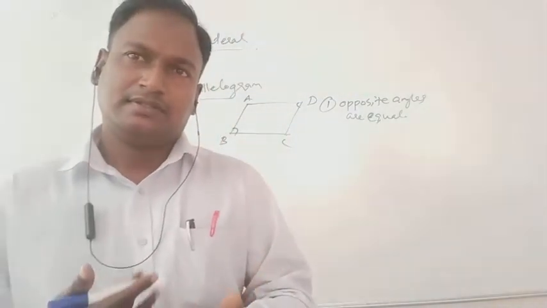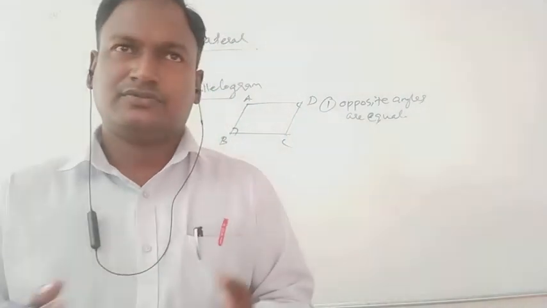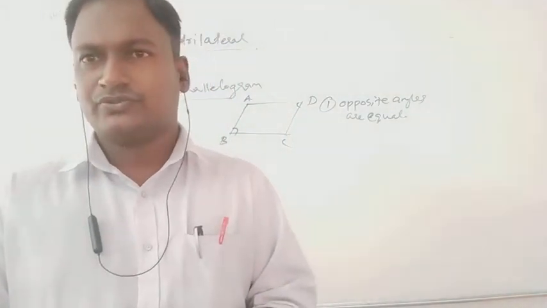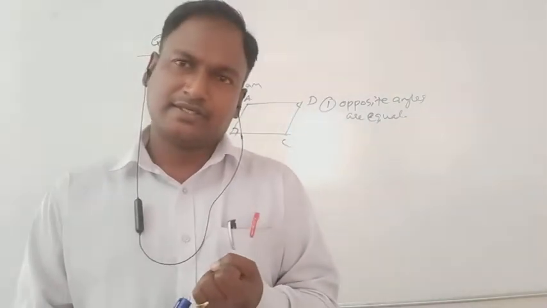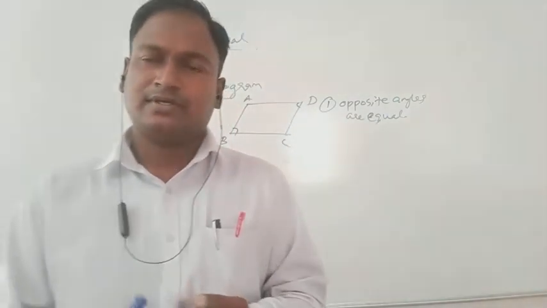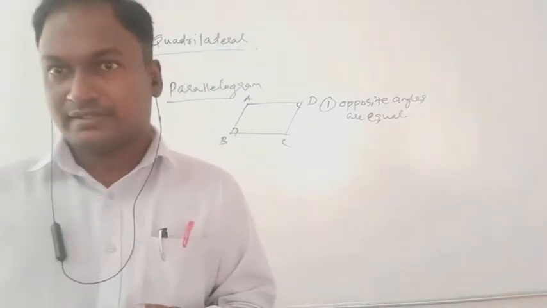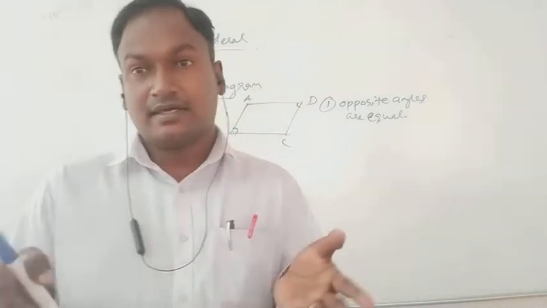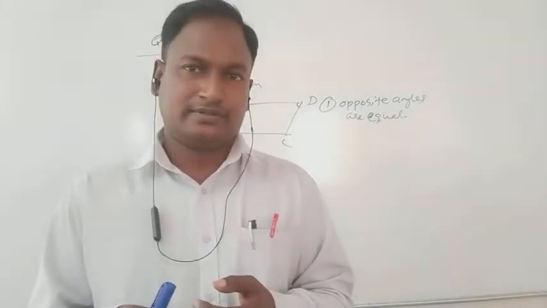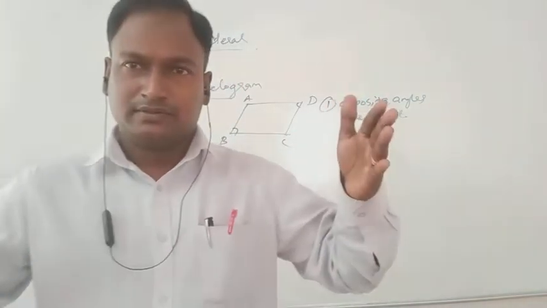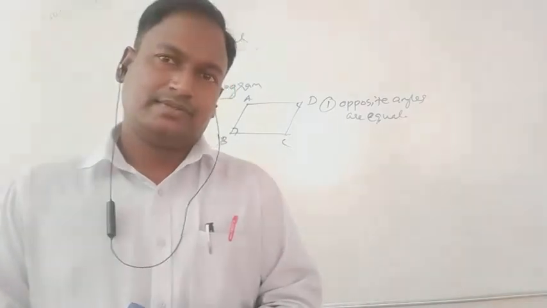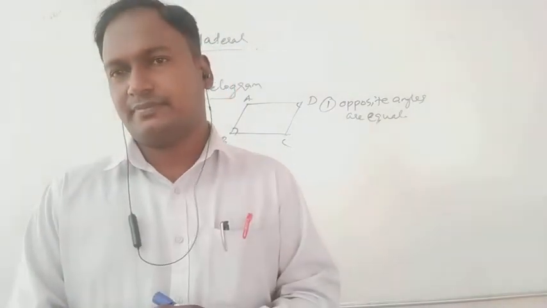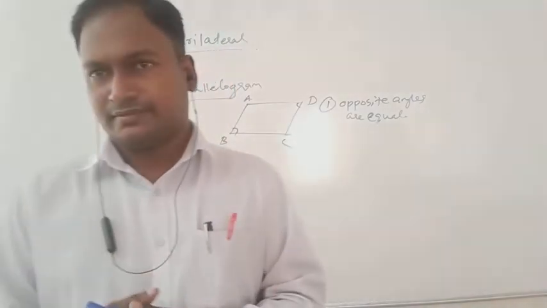Then one more quadrilateral, that is square. In a square, we have almost all these properties: opposite angles are equal, opposite sides are equal, diagonals bisect each other, and moreover diagonals are equal. Diagonals are equal in a square, all four angles are 90 degrees, and all sides are equal. These are all the special properties of a square.